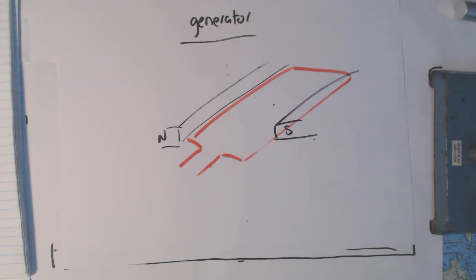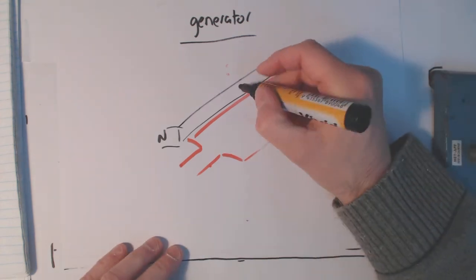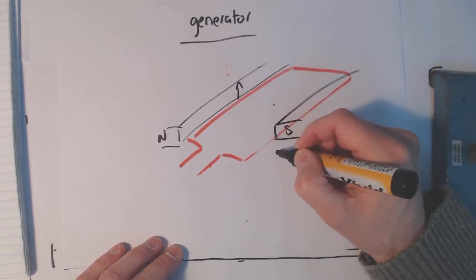But this time, instead of us having a current flowing, we're just going to move it. We're going to rotate it. We could put this on a bike or something, or a windmill. And we're going to rotate it clockwise.